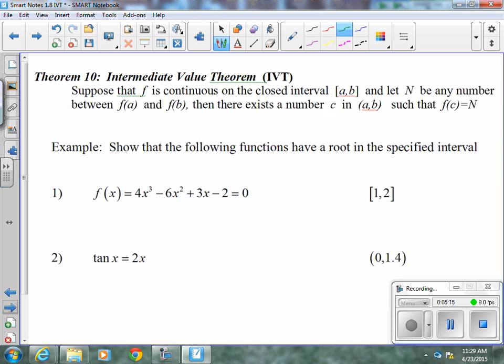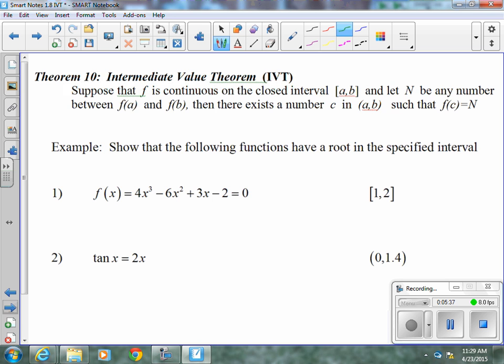Theorem 10, the intermediate value theorem, says suppose that f is continuous on the closed interval [a, b]. Continuous meaning no jumps, holes, asymptotes. Another way to think about it is that you can draw the function without lifting your pencil. And let n be any number between f of a and f of b. Then there exists a number c in [a, b] such that f of c equals n.